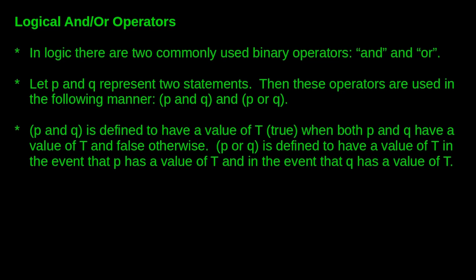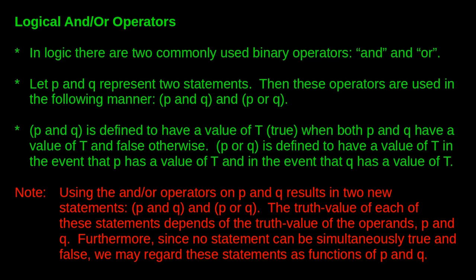So, P and Q is defined to have a value of T for true when both P and Q have a value of T, and false otherwise. P or Q is defined to have a value of T in the event that P has a value of T, or in the event that Q has a value of T. Note, using the and or or operators on P and Q results in two new statements: P and Q, and P or Q. The point is that they're statements, right? They're also truth-valued functions.